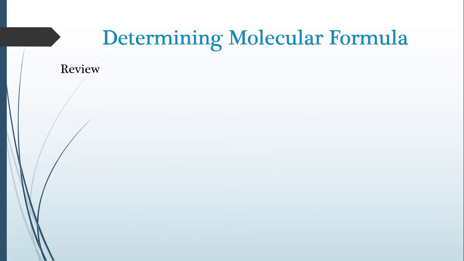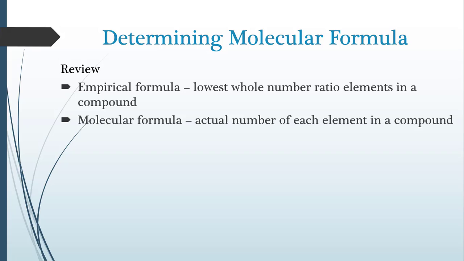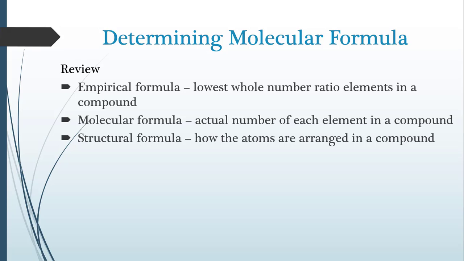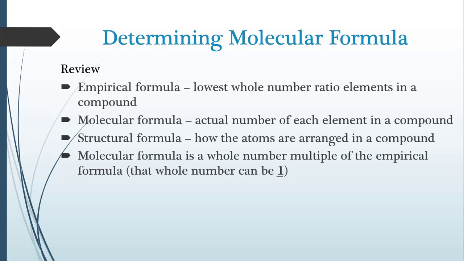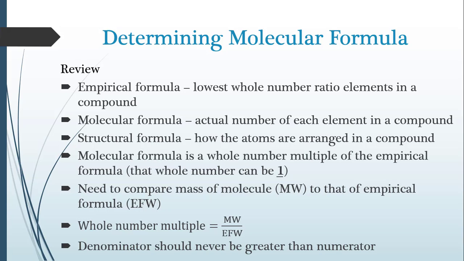So to review, the empirical formula is the lowest whole number ratio of elements in a compound. The molecular formula is the actual number of each element in a compound. And the structural formula tells you how the atoms are arranged in a compound. The molecular formula will be a whole number multiple of the empirical formula, but that whole number can be 1. We're going to need to compare the mass of the molecule we're interested in to the mass of the empirical formula. You should get a whole number multiple, and the denominator really shouldn't be greater than the numerator.